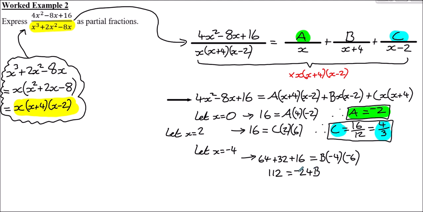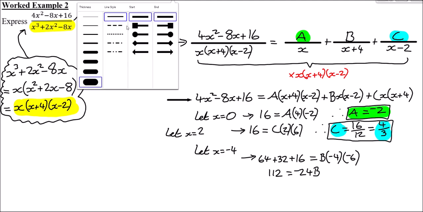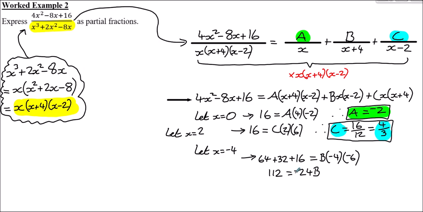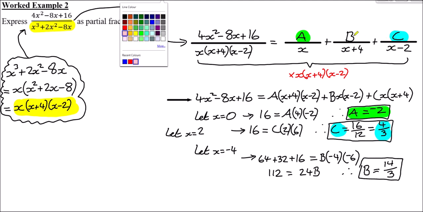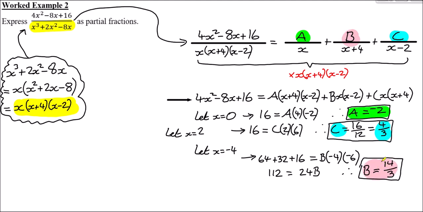If I now divide both sides by negative 24, minus times a minus, my mistake, is a positive. How silly. So no, I get 112 equals just 24b, then dividing by 24, I get that b has to be 112 over 24, which simplifies to 14 over 3. I can now piece all that together, and we're going to get our answer. So b is 14 over 3.